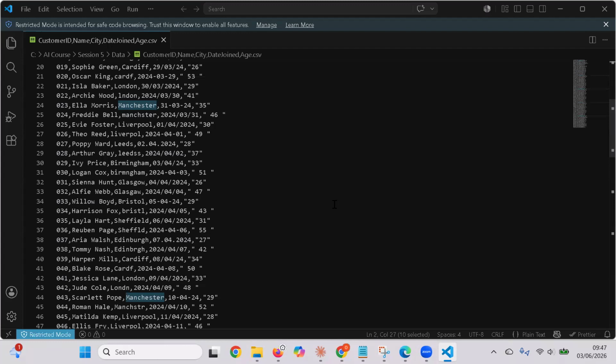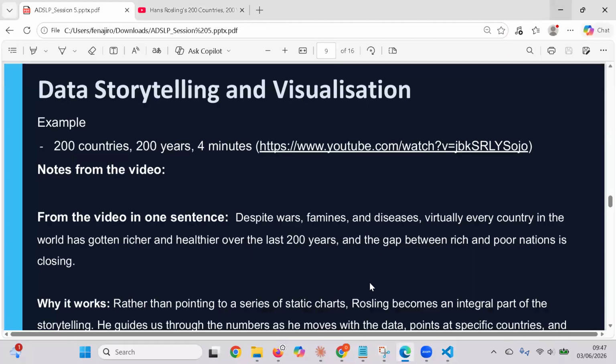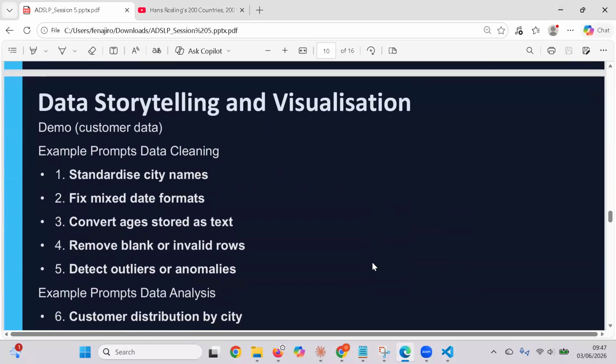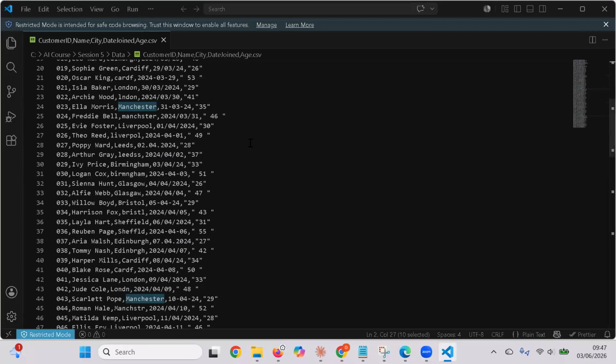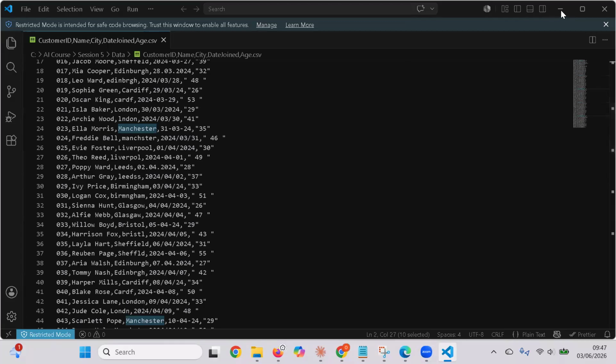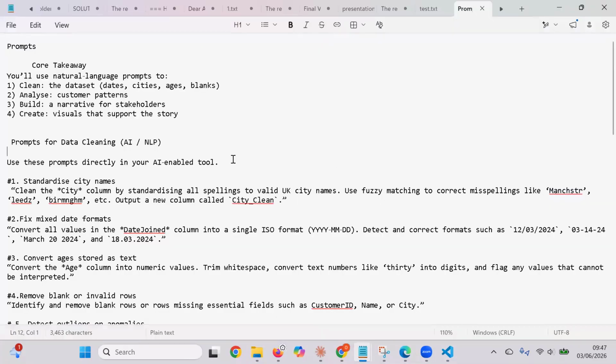We may not be doing something as complex as that, but we'll be doing something really exciting in this section. Data storytelling and visualization, we'll be doing a bit of a demo, using this very data. Like I said earlier, we are not writing code. AI is going to assist us in doing all this, and for AI to assist us, I and the team came up with a very good strategy.